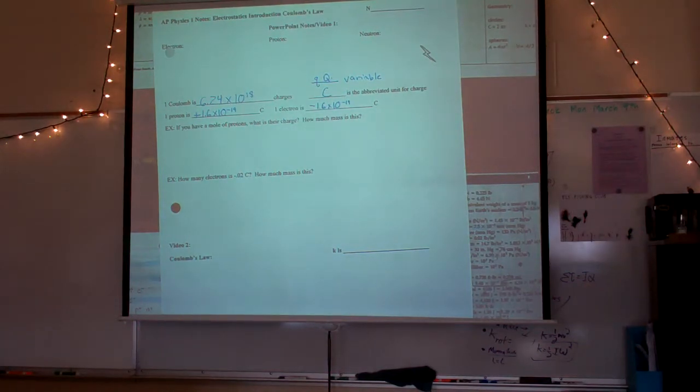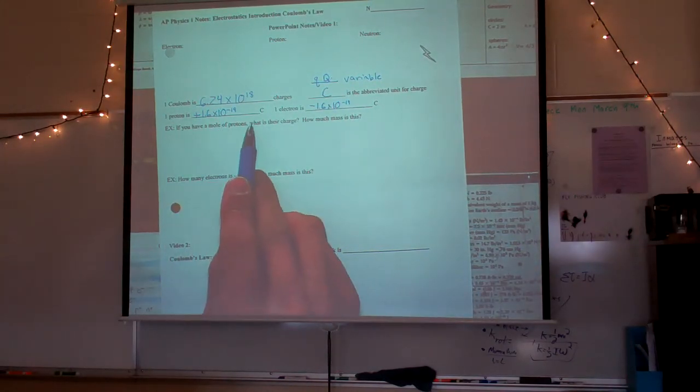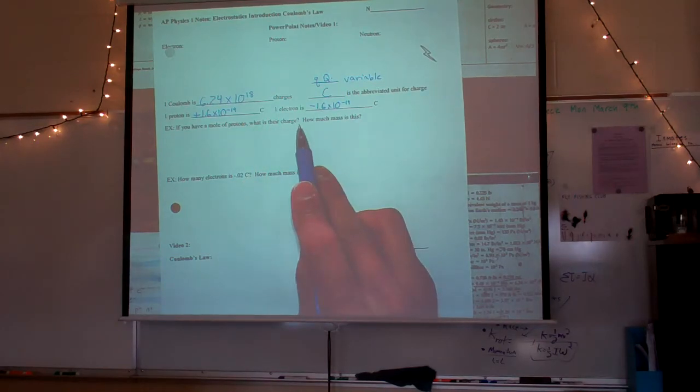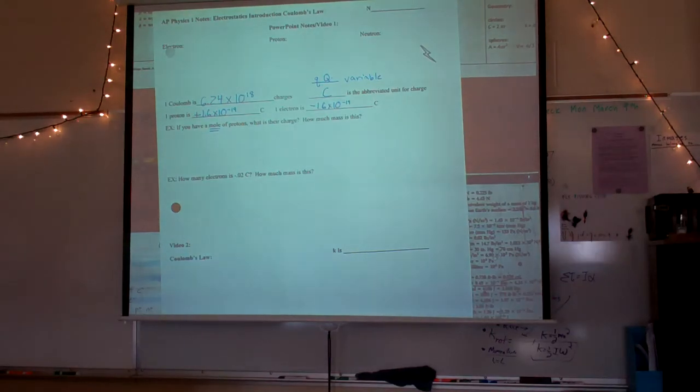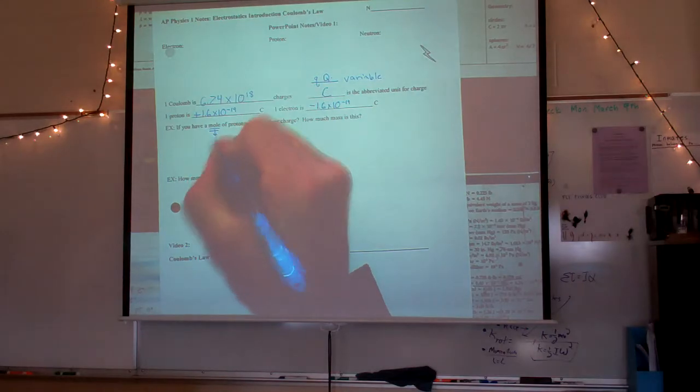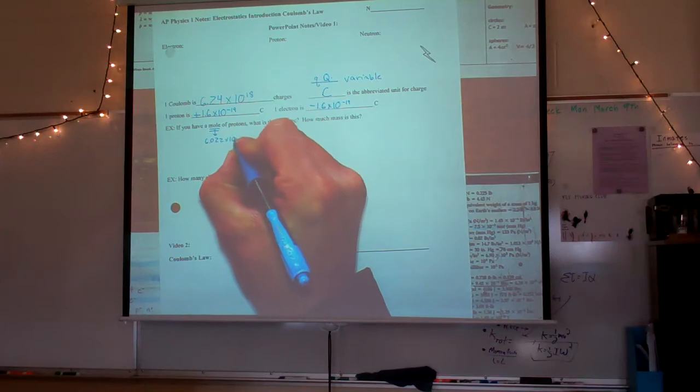We're going to do one example problem together with this, and then you'll try one on your own. If you have a mole of protons, what is their charge? This word right here is another word that represents a number. If you took chemistry, you know what a mole is. A dozen means 12. A mole means 6.022 times 10 to the 23rd.